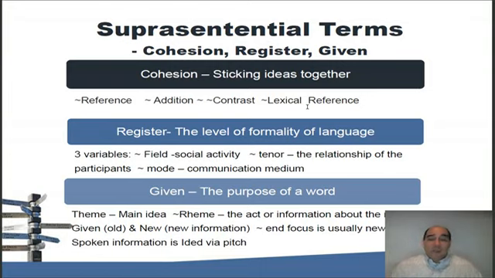We also have register, and register has to do with the level of formality of the language. I often talk to my students, and these are going to be students at the undergraduate level, and the requirement for them to have more respect and politeness toward their teachers is definitely a requirement for them.